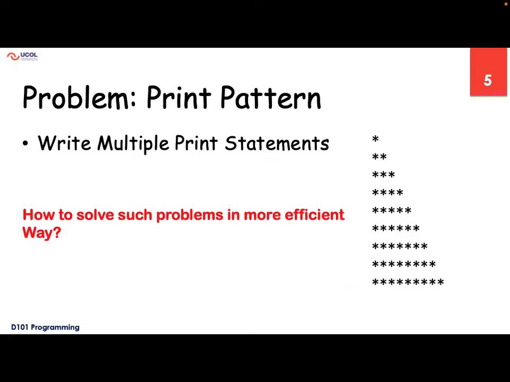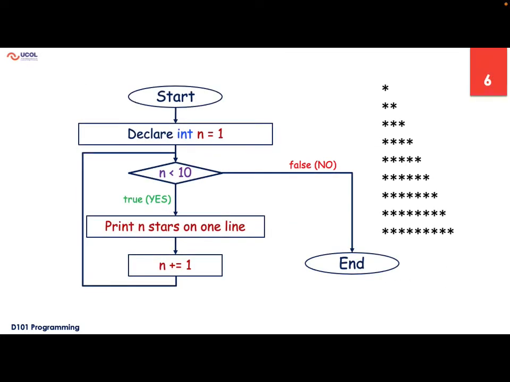The other problem that we talk about is how we can print a particular pattern, again simple. We have 9 lines, so we say n is less than 10, we print n stars on the line, starting with n is equal to 1.